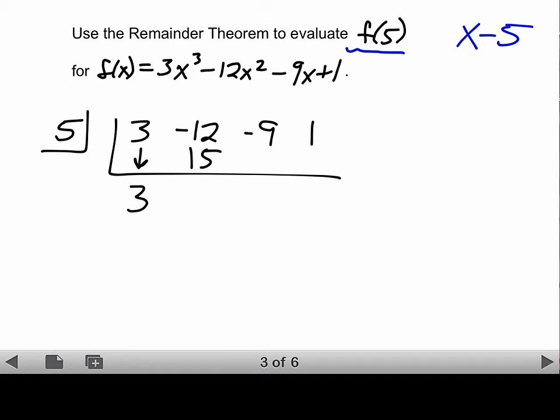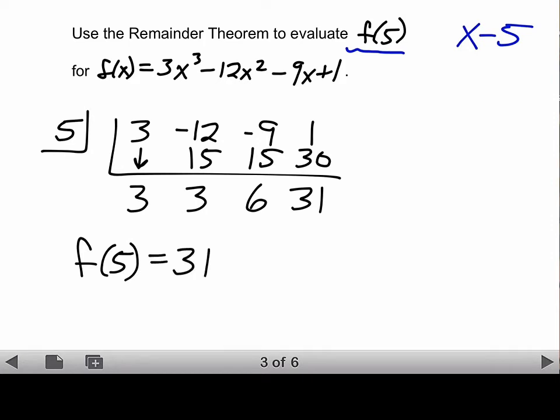So 5 times 3 is 15. Add that to the negative 12 and I get 3 again. 5 times 3 is again 15. Add that to negative 9. I get 6. 5 times 6 is 30. Add that to 1. I get 31. I can conclude this by saying f of 5 is the remainder, 31. Yep, that's all there is to it. That's the Remainder Theorem. Use it when you're asked to. It comes in handy for other stuff.